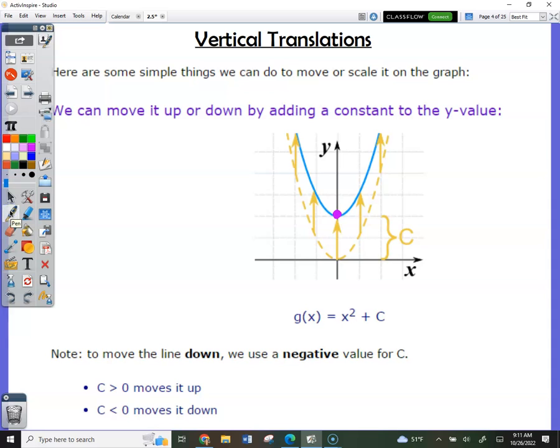So let's make some notes. This shifted up 2 units.